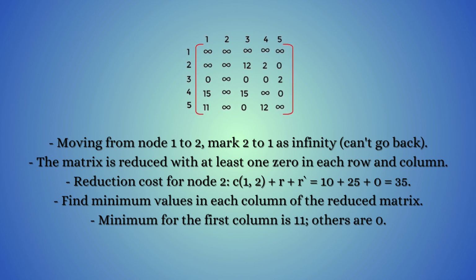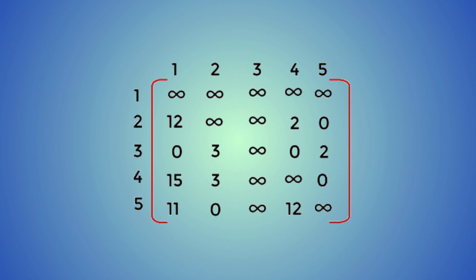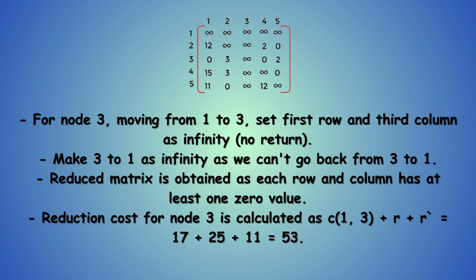Find minimum values for each column. The first column's minimum is 11, others are 0. Moving from node 1 to node 3, we update the matrix by making the first row and third column infinity. To prevent going back, we set 3 to 1 as infinity.